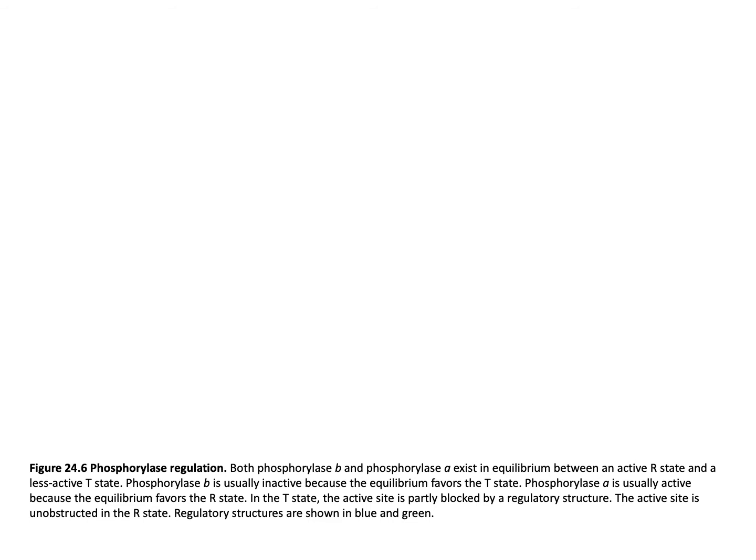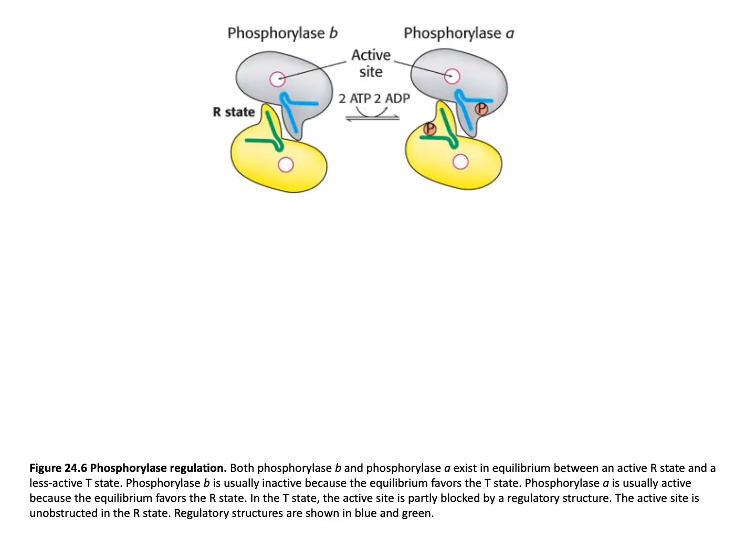Let's look at the phosphorylase regulation in structural detail. The right side is the A form, the left side is the B form. Active sites are marked as a red circle inside the enzyme. And you can see the A form differs from the B form in that the two phosphorylations are attached to the regulatory structure.